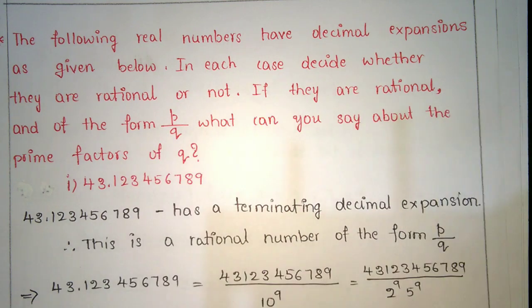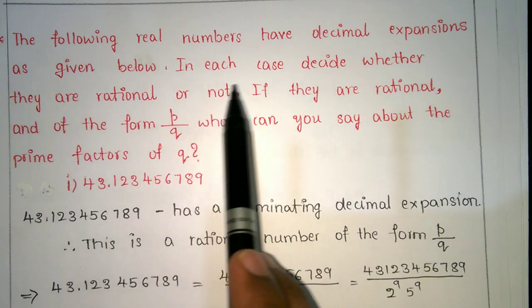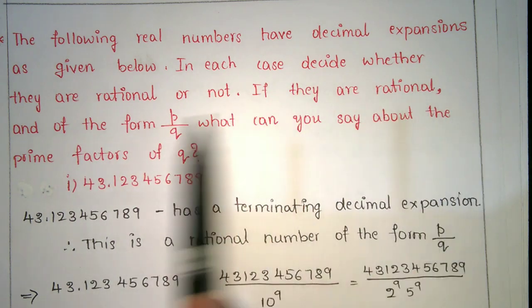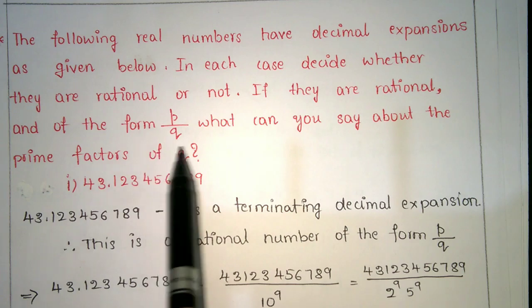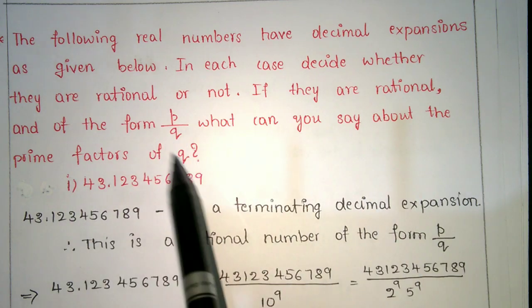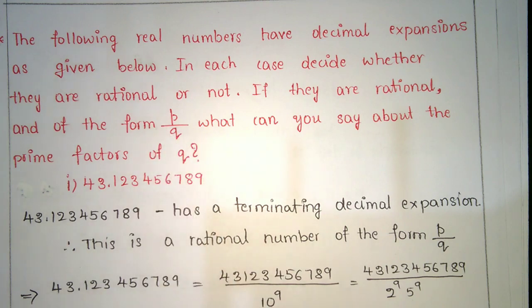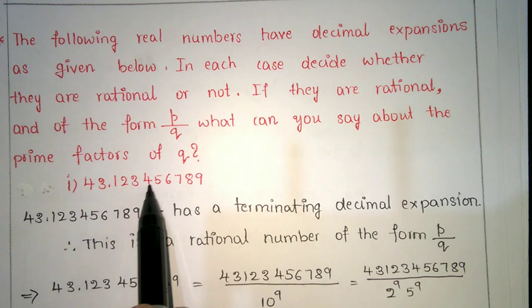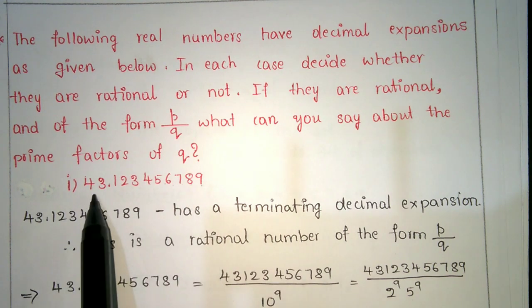So the following real numbers have the decimal expansions given below. In each case decide whether they are rational or not. If they are rational of the form p by q, what can you say about the prime factorization of q? So we have to say about the prime factorization of q. The first problem, 43.123456789.